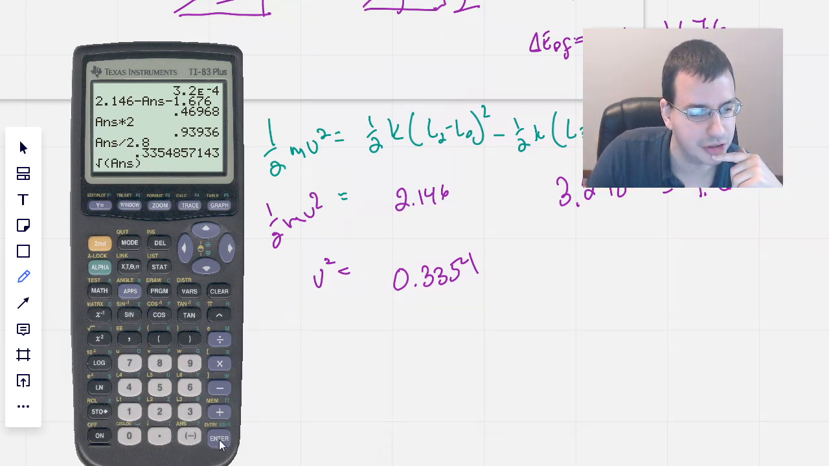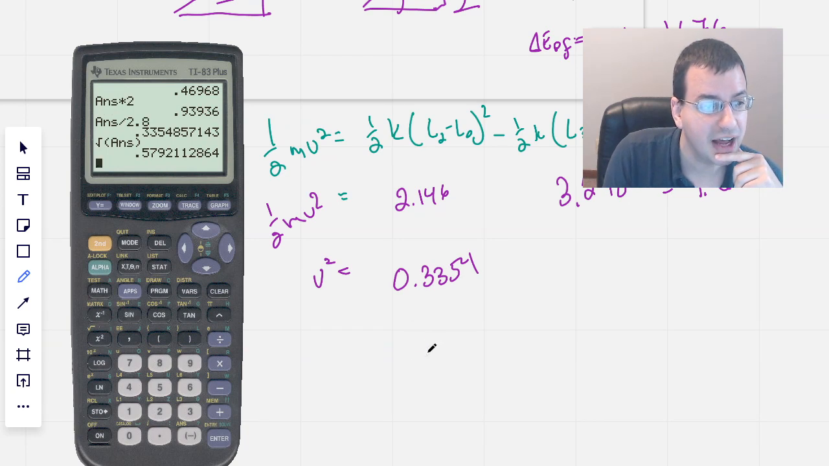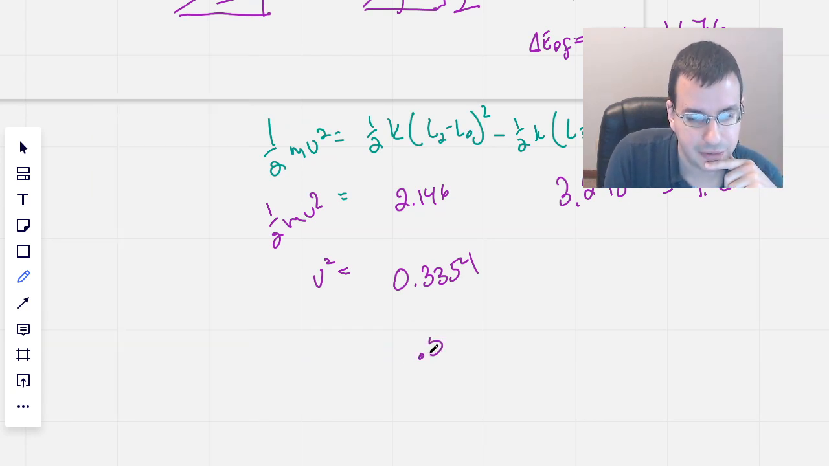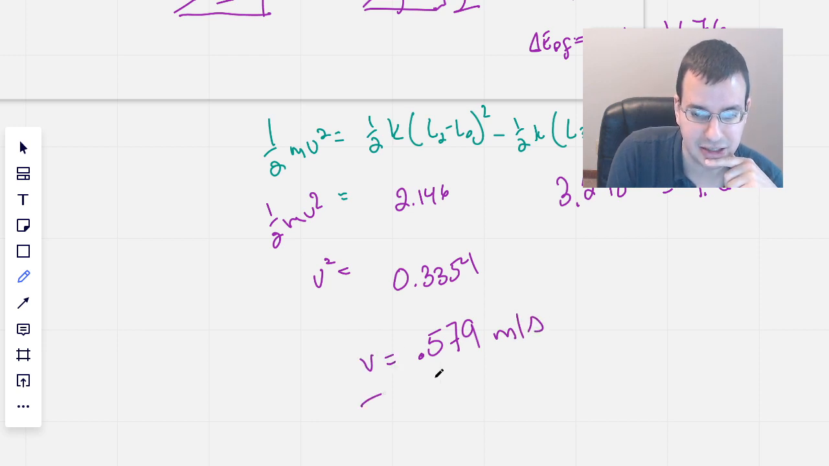I know, so much effort. 0.579. This will be in meters per second.